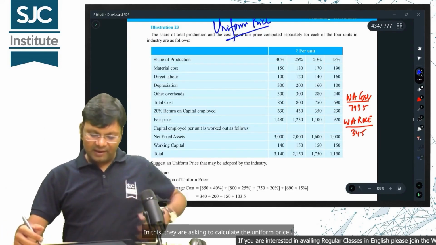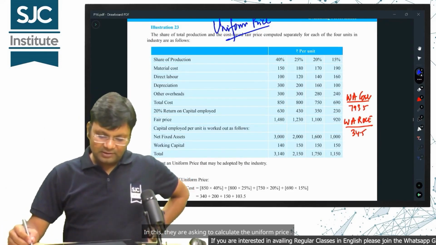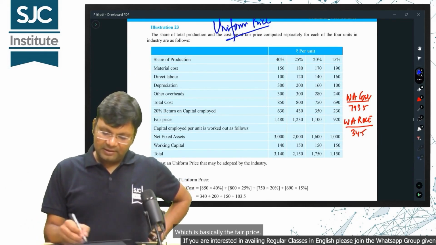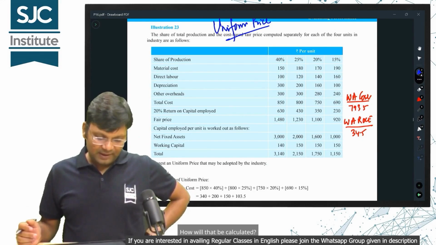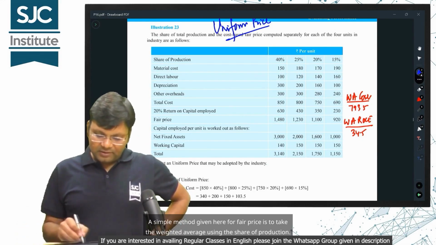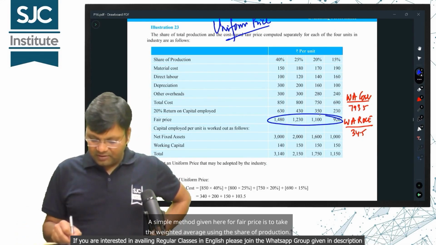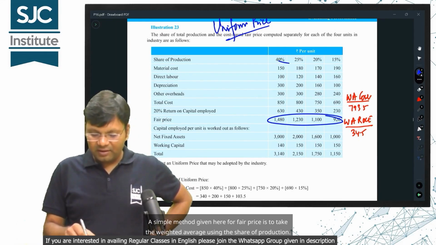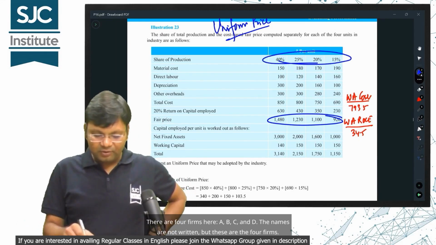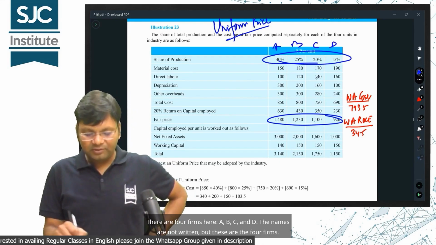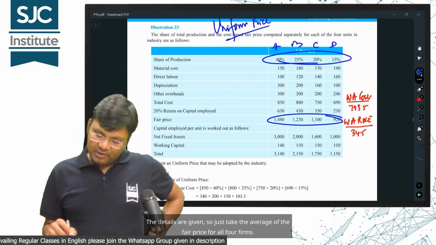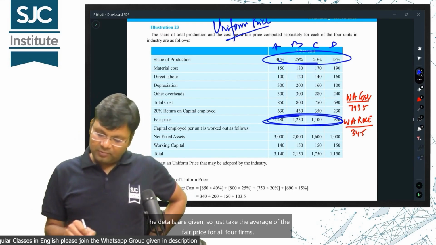In this, they are asking to calculate the uniform price, which is basically the fair price. What is this called? It is called fair price. How will that be calculated? A simple method given here for fair price is to take the weighted average using the share of production. There are 4 firms here, A, B, C and D. The names are not written, but these are the 4 firms. The details are given, so just take the average of the fair price for all 4 firms.